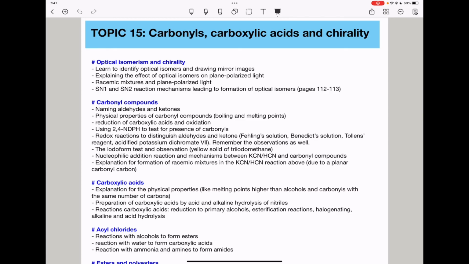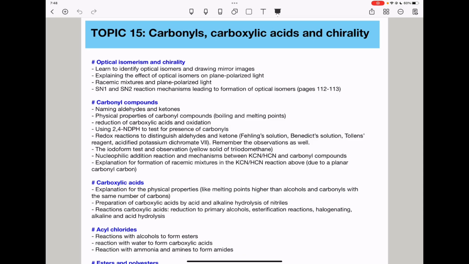The iodoform test is very common. You need to know a yellow solid is observed due to formation of triiodomethane. You need to know that this test could be positive for secondary alcohols with a terminal methyl group because iodine can oxidize the alcohol into a ketone, and then the ketone will give a positive test with the iodoform test.